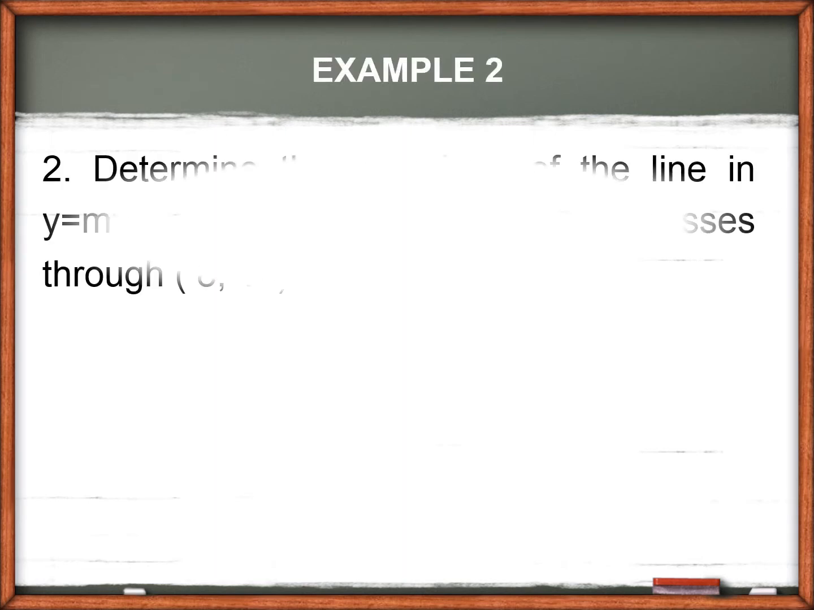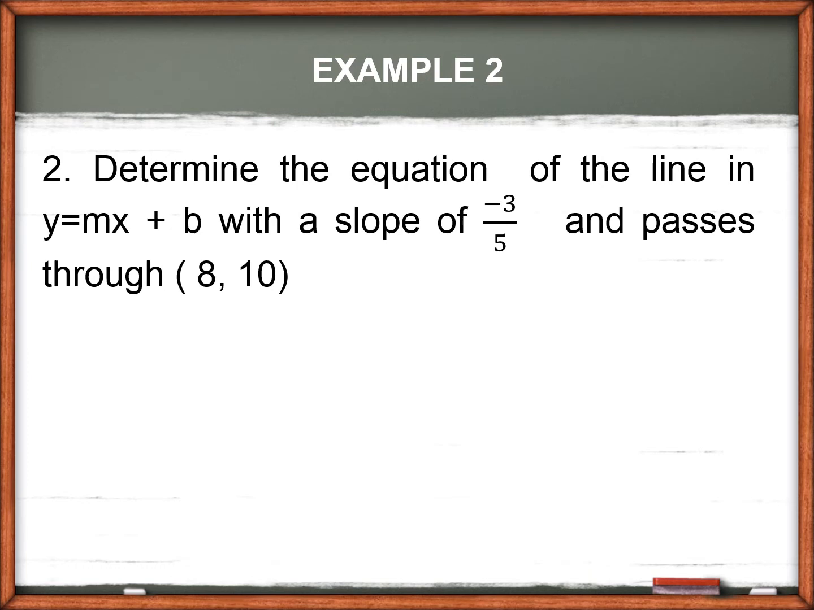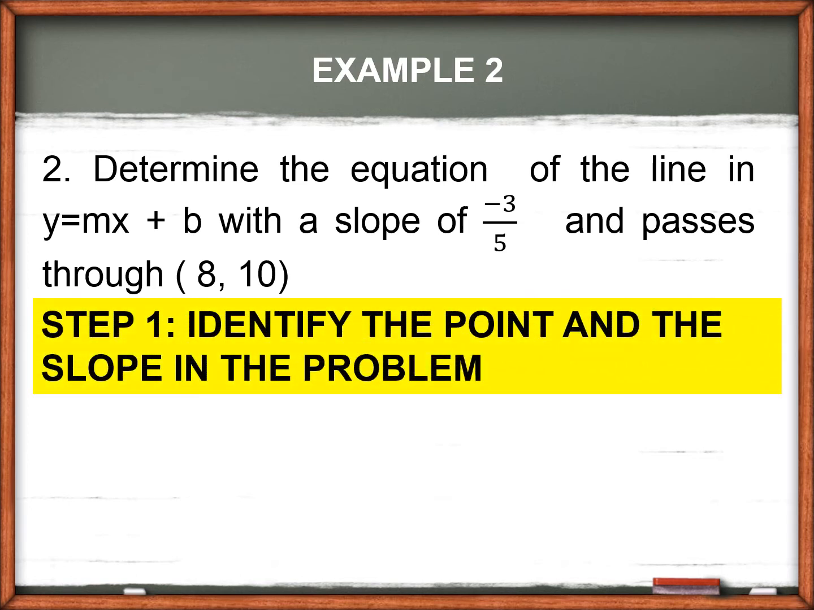Let's proceed to example number 2. Determine the equation of the line in y equals mx plus b with the slope of negative 3 over 5 and passes through 8, 10. Step 1. Identify the point and the slope in the problem. Our point in the problem is 8, 10. This will represent our x sub 1, y sub 1.